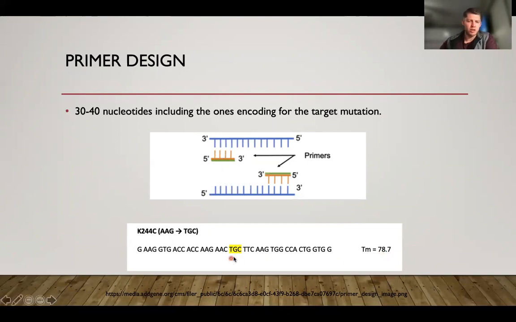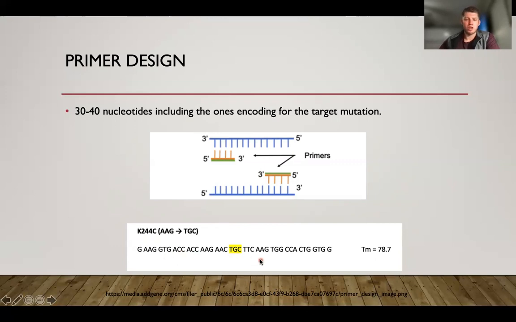When designing this primer, you pull a section of DNA from the gene of interest and pick out the exact nucleotide sequence that encodes for the amino acid which you hope to change. This is an example from aerolysin, where we are mutating a lysine to a cysteine. So the AAG becomes a TGC. As you can see here highlighted in yellow, this is the new TGC mutation.